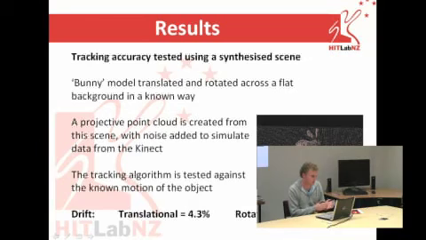So my algorithm had a translational drift of 4.3% and rotational of 8.5%, which isn't bad, but it does mean that if you rotate an object 360 degrees, there's a good 30-odd degrees of error there, so the models don't close up. As I say, the better we improve the tracking, the better modeling becomes.